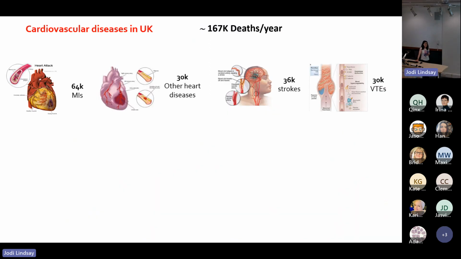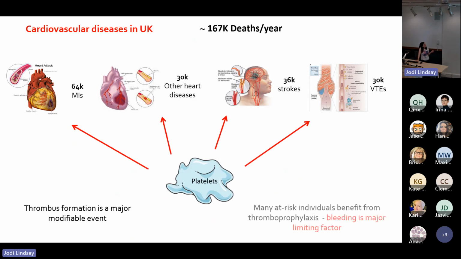So hemostasis is a very highly regulated process, and the importance of hemostasis is highlighted by the high incidence of cardiovascular diseases. All these diseases are fundamentally very different. However, they have a common denominator, which is the formation of a thrombus. And platelets play an important role in all of these diseases. There are many at-risk individuals that benefit from anticoagulant or antiplatelet agents. However, bleeding is a major limiting factor. So for the remainder of my talk, I will focus on venous thromboembolism.